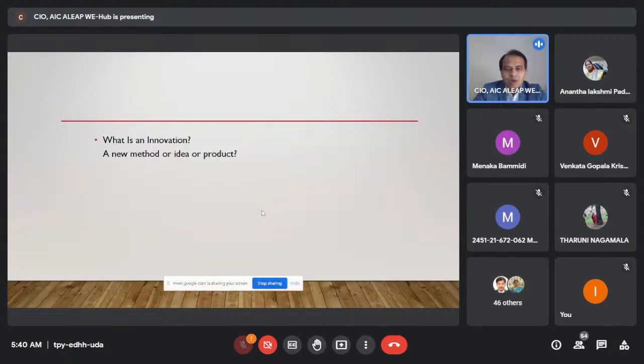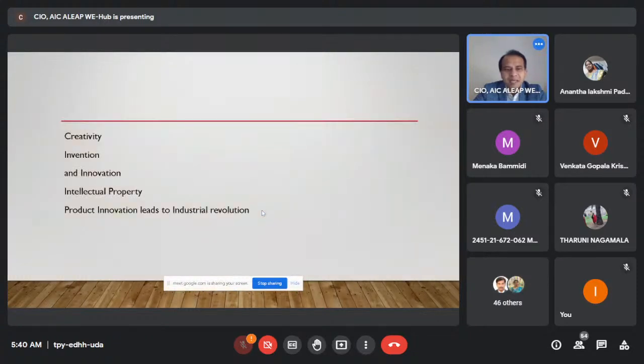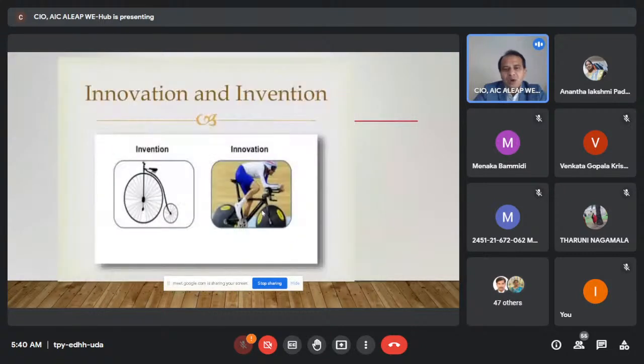So I just want to show you once again the same content with the slides. This is the example for the inventions: a printing press, an electric bulb, and a flying machine. And I have spoken about the invention, innovation, intellectual property, and products of innovations that would lead into industrial revolution, and the famous proverb, and now what is an innovation and invention. So which speaks the clear difference.